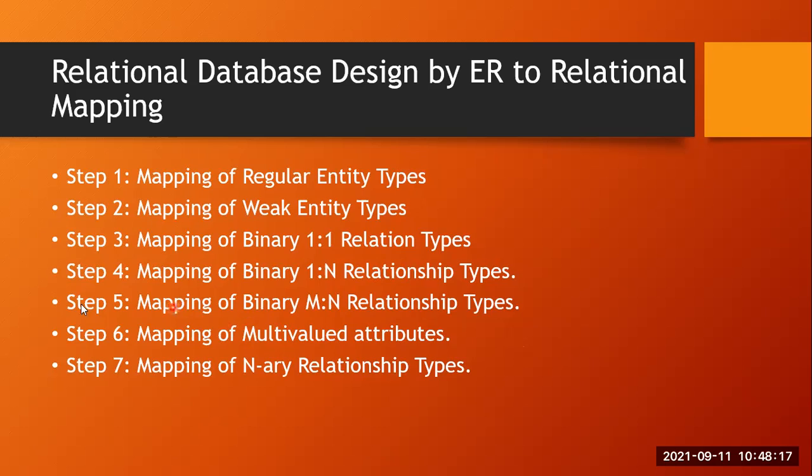Moving to step 5, mapping of binary M:N relationship types. As I have told you, binary applies only to two tables. From both the tables, the participation has become more number of times. More students have opted for more number of courses.